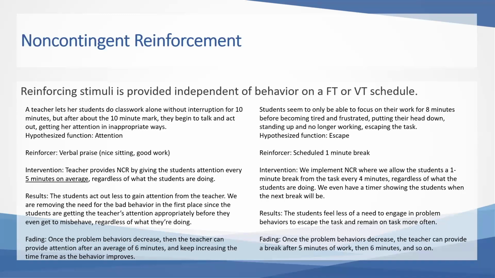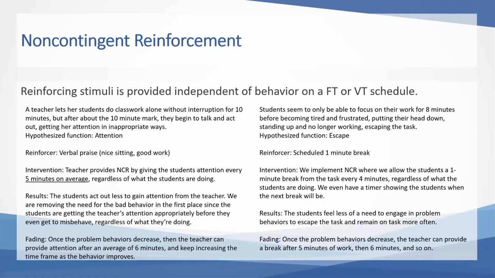For example, let's say a teacher notices that when students are working independently, they tend to start talking and acting out after 10 minutes to get attention. With non-contingent reinforcement, instead of her waiting for that behavior to happen, she provides attention every 5 minutes on average, regardless of what the students are doing. So because the students are already receiving attention regularly, they are less likely to engage in disruptive behavior to get it. And as the behavior improves, the teacher can gradually increase the time between attention, fading the support over time.